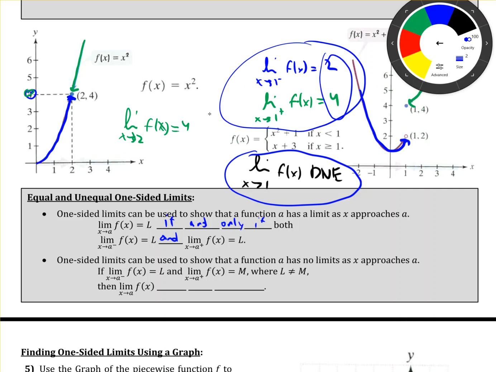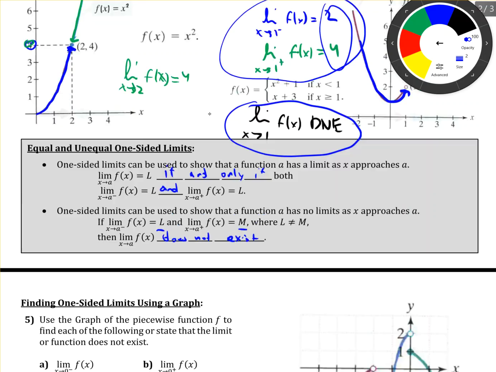So one-sided limits can also be used to show that a function has no limit as x approaches a. If from the left it equals L, from the right it equals M, and L is not equal to M, then this does not exist. So if the left and right hand limits match, that's the limit. If they don't match, then the limit doesn't exist. The left-hand limit does exist, the right-hand limit does exist, the limit itself does not.